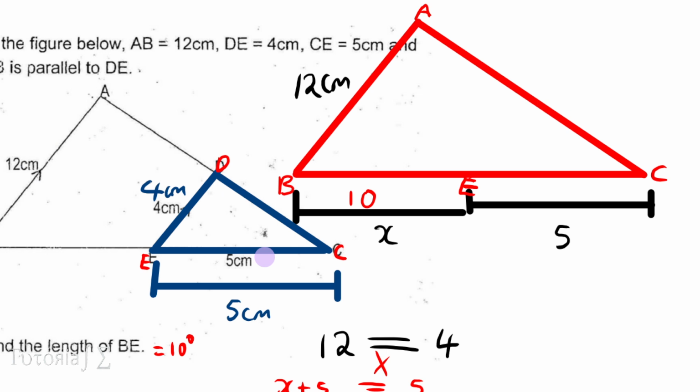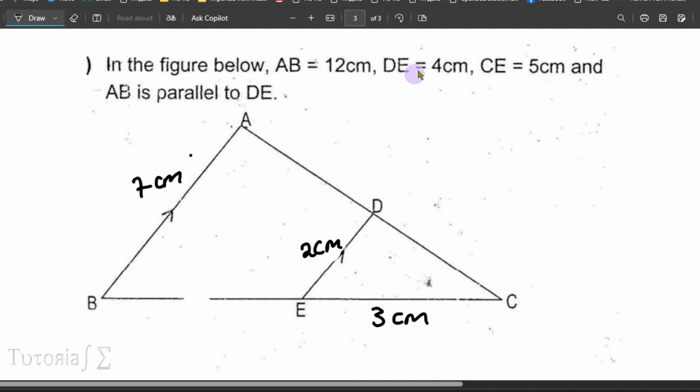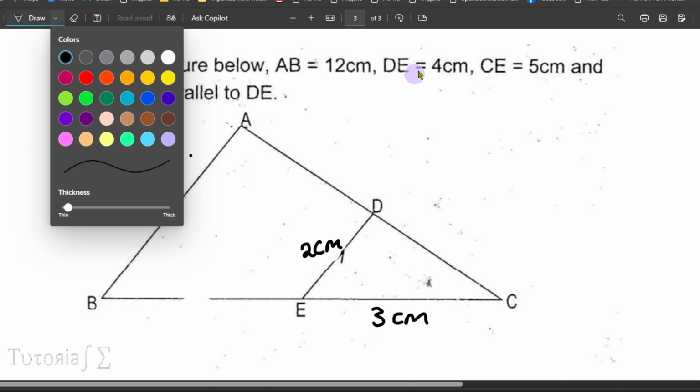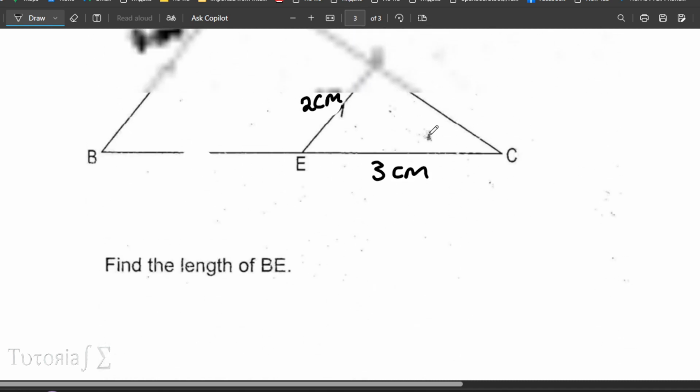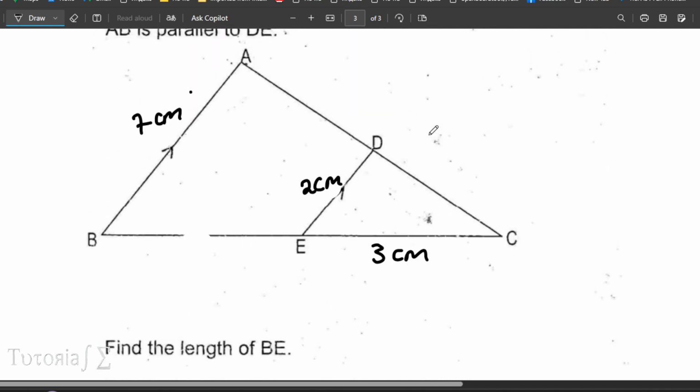Now the question that you're solving is this one right here. So the first question you're solving is this one. You can copy it out. You have 7 centimeters there, you have 2 centimeters there, and you just ignore this right here. So with those measurements, AB is equal to 7, DE is 2, CE is 3, as you have been shown here, and you're asked to find BE. So that is the first question.